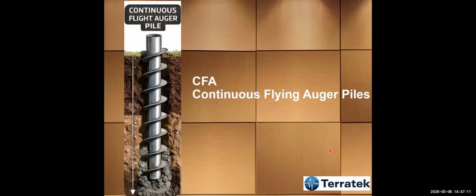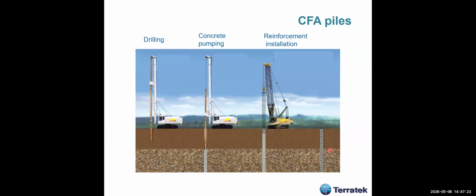A very common type of pile, very effective, very economical, is the continuous flight auger pile, the CFA. Usually what you do, you drill using a kind of threaded auger, okay? Then you pump concrete as you pull out the flight auger, okay? Then you install the reinforcement, and the pile is ready to go.